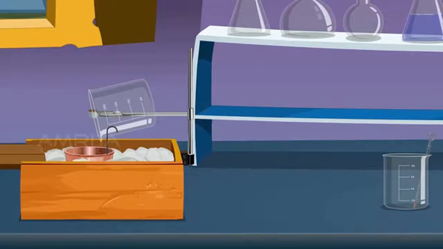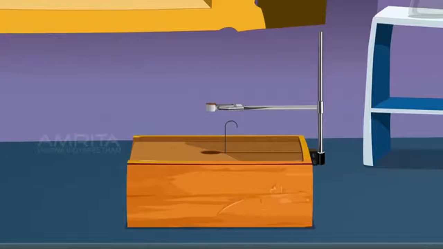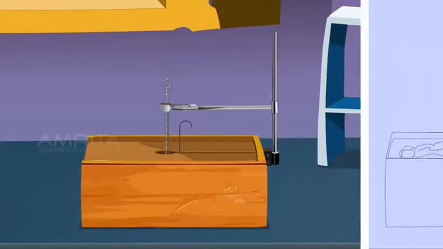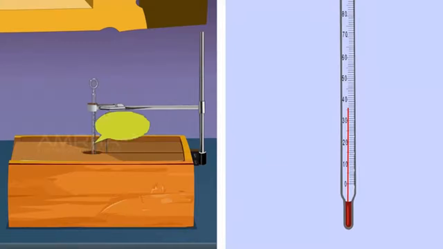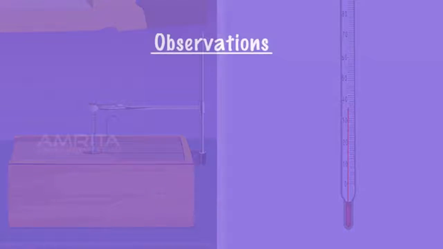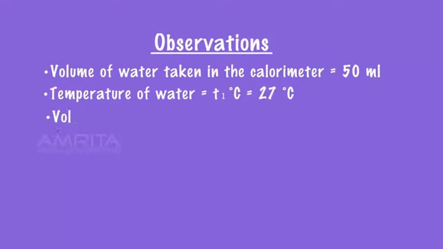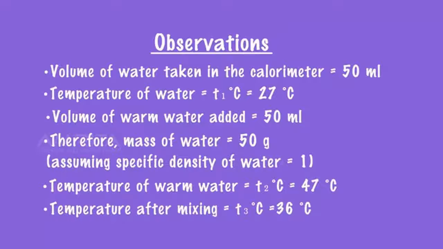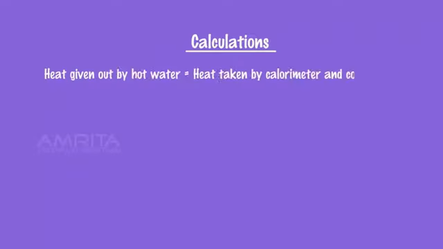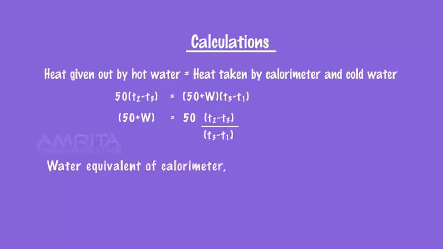Add the warm water into the calorimeter without any loss of time. Immediately close the wooden box and quickly insert the thermometer into the calorimeter. Stir the water using the stirrer and continue stirring until the temperature becomes constant. Note down the temperature. Let it be T3 degrees Celsius. Record the observations. Calculate the water equivalent of calorimeter.